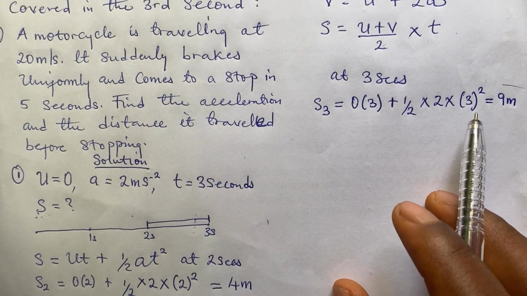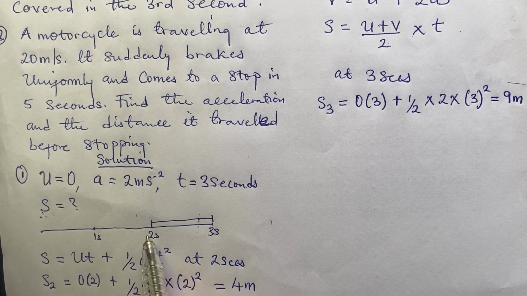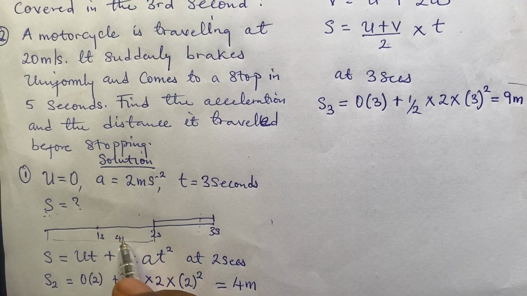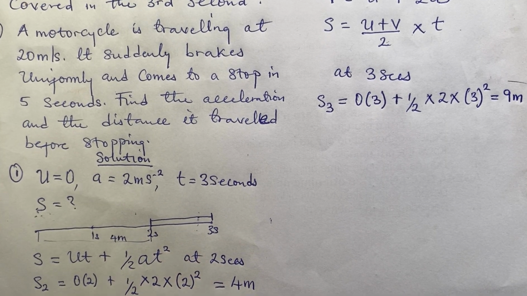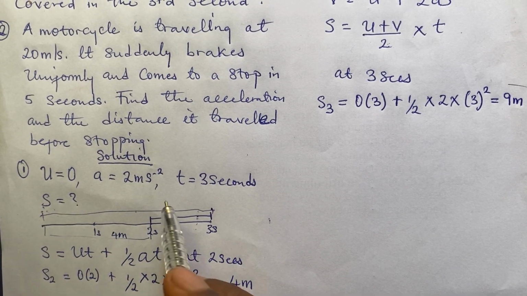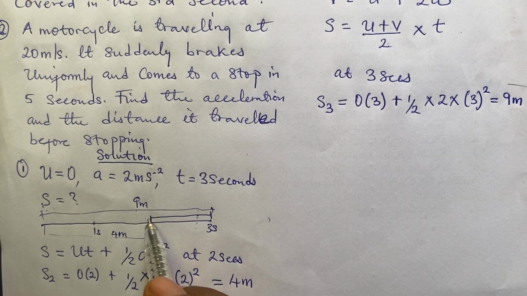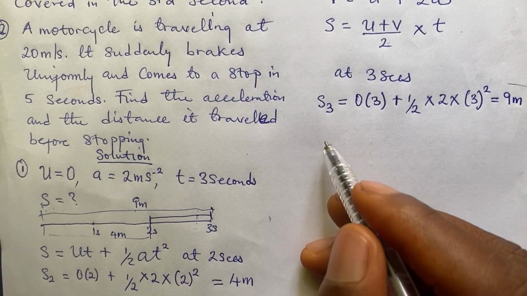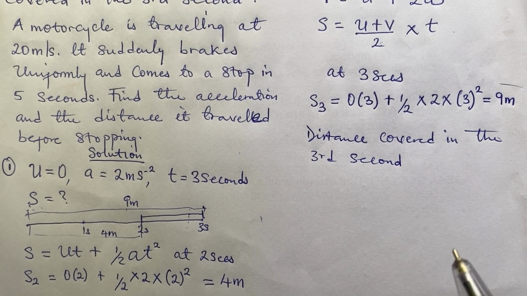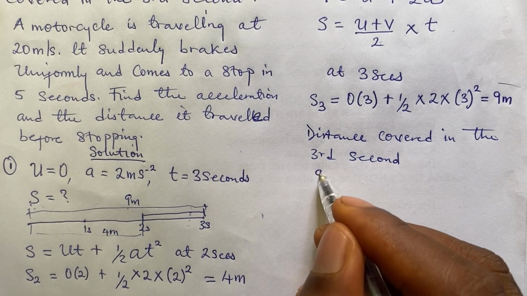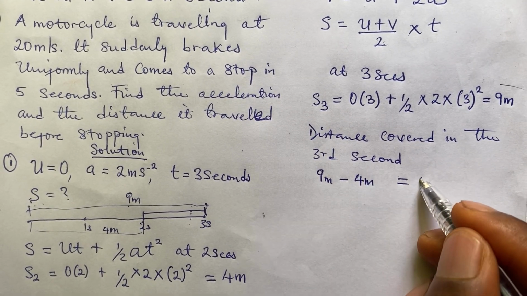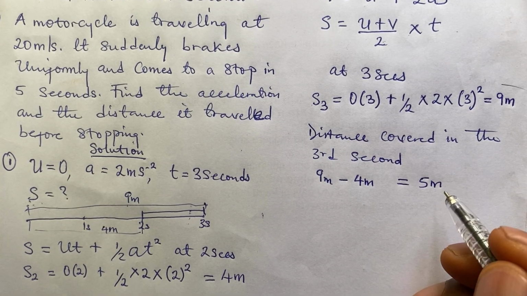Now, what is the distance covered in the third second? So from our diagram, it means that from here to here is 4 meters, whereas the total distance after 3 seconds is 9 meters. So what is from here to here? We are going to have distance covered in the third second is 9 meters minus 4 meters. So that will give us 5 meters.